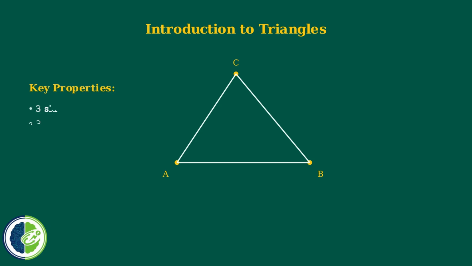Every triangle has 3 key components. It has 3 sides, 3 angles where the sides meet, and 3 vertices, which are the corner points. Now here's the most important rule about triangles. No matter what triangle you have, the 3 interior angles will always add up to exactly 180 degrees.